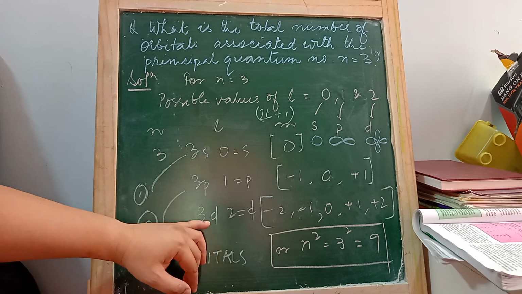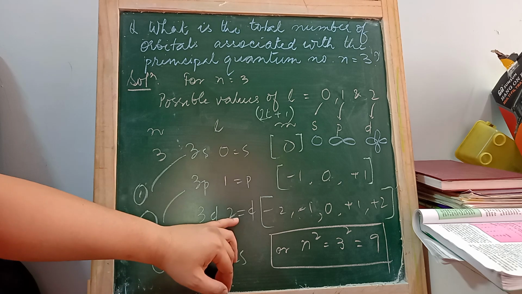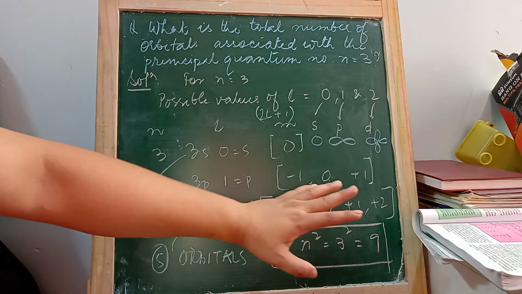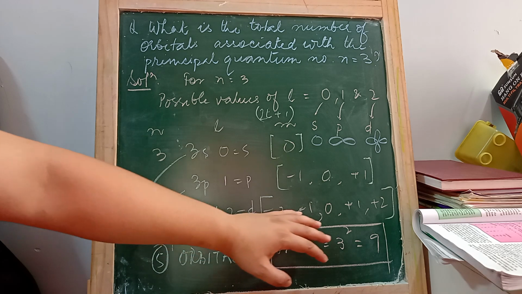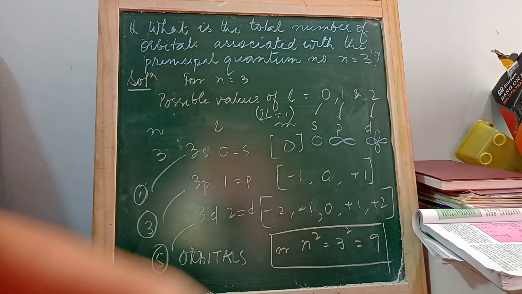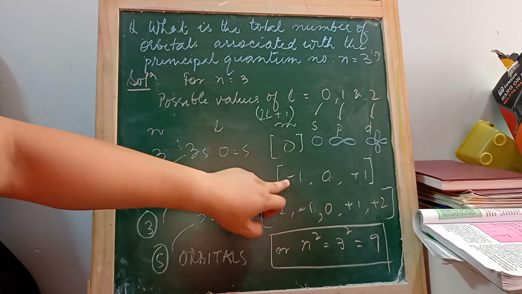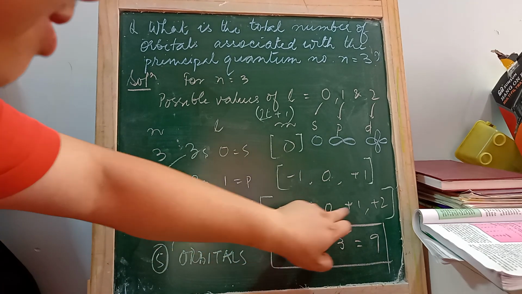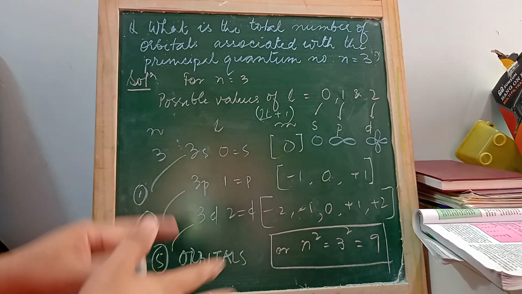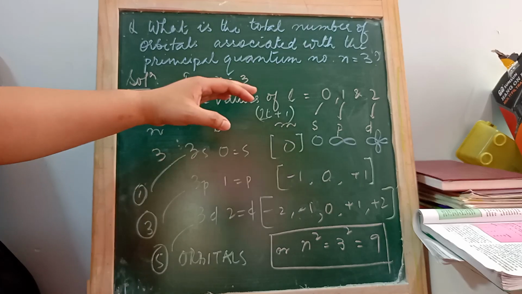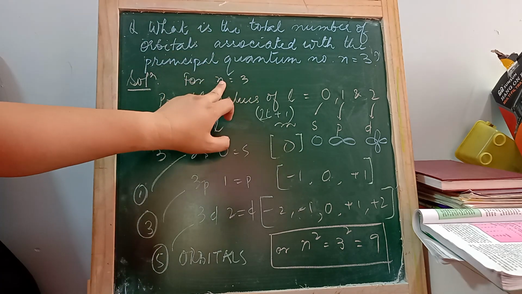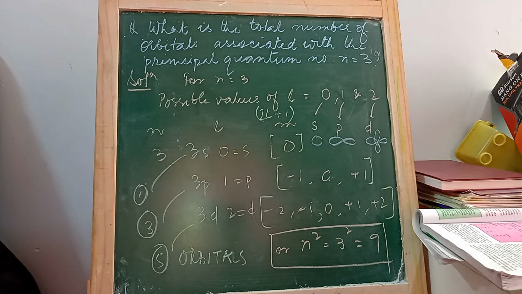Similarly, in this 3d subshell, there will be 5 possible values of M: -2, -1, 0, +1, and +2. That means there will be 5 possible orbitals in the 3d subshell. Right? So let's count the total number of orbitals that we have when n equal to 3. It will be 1, 2, 3, 4, 5, 6, 7, 8, and 9. So there are 9 possible orbitals with principal quantum number n equal to 3, or in the third shell.